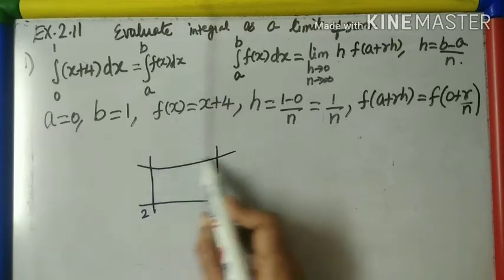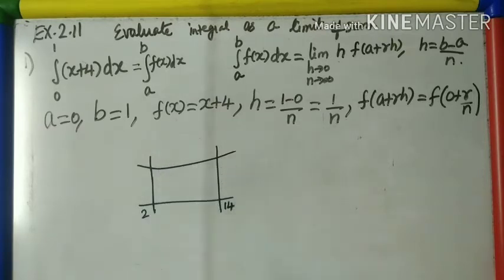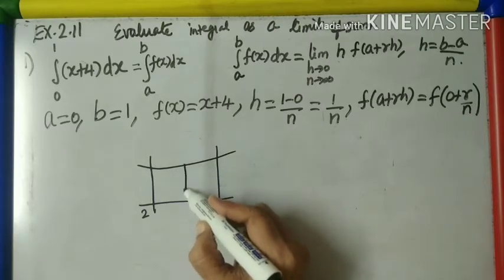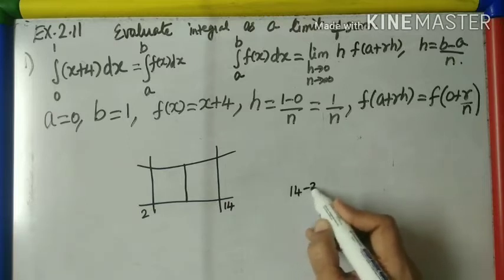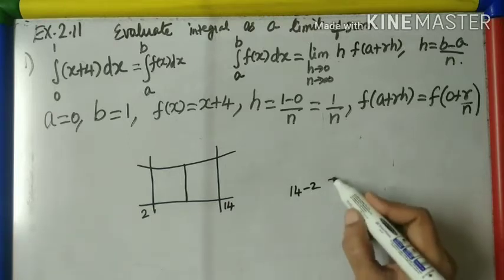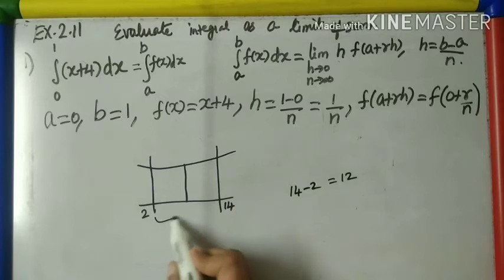So it's a big thing, doesn't look like a rectangle. So what I do, I keep on dividing. What is the total distance actually? The upper number minus the lower number. That is 14 minus 2. What is 14 minus 2? 12. So the length of it is 12.